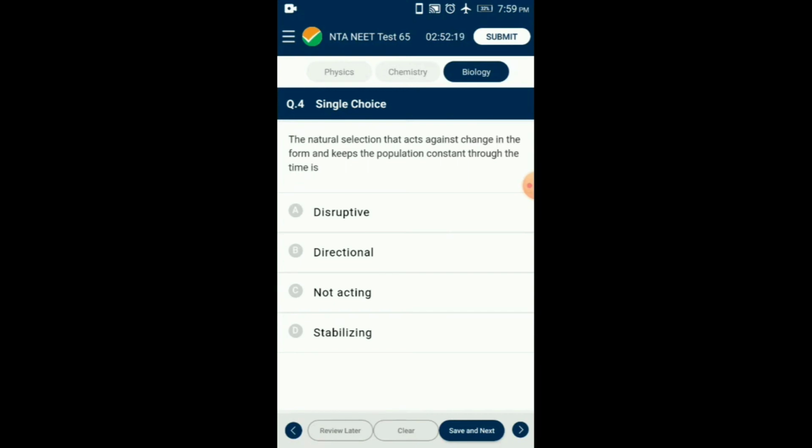Stabilizing selection operates when the extreme phenotypes contribute fewer offspring to the next generation than those at the average phenotype. When selection acts to eliminate both extremes from an array of phenotypes, the frequency of the intermediate type, which is already the most common, is increased. So the answer for this question is option D, stabilizing selection.